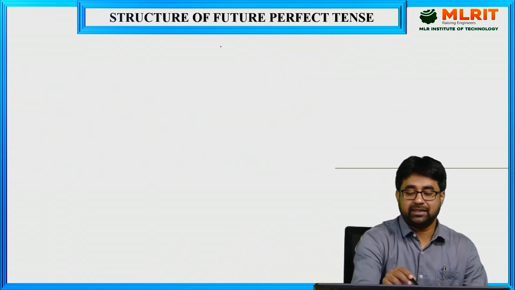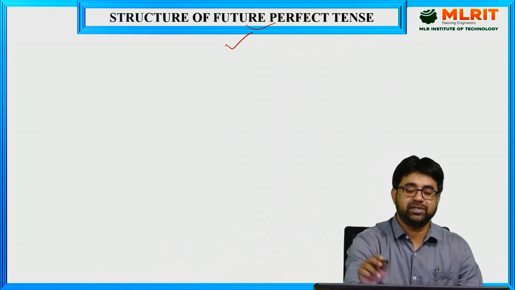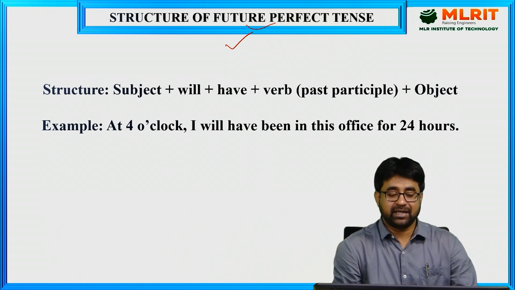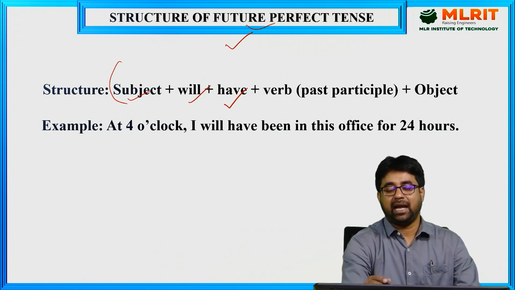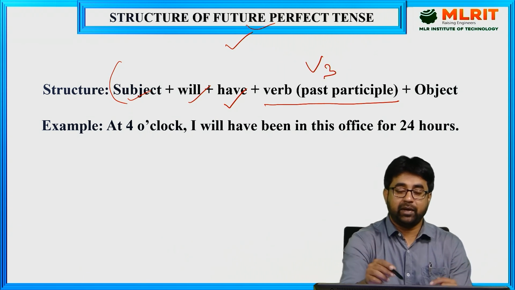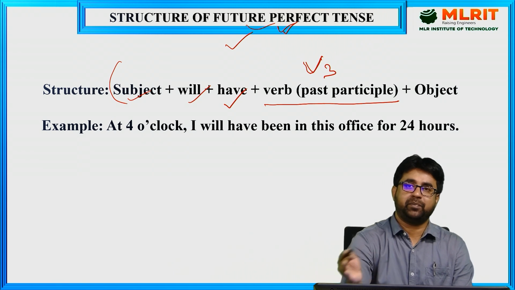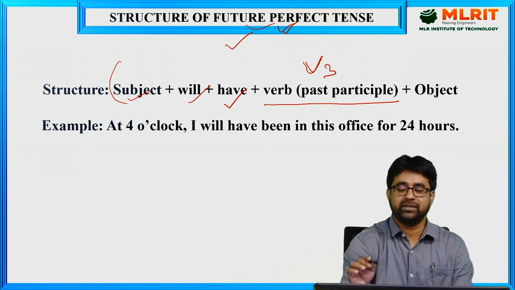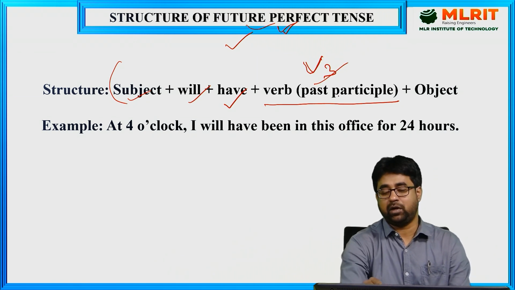Now, let's see the future perfect tense. Now, the third aspect of future tense, that is future perfect tense. What is future perfect tense? First, let's see the structure. Subject plus will plus have, and then verb past participle. What does past participle mean? It's V3. Whenever you see continuous, you can understand that the verb would always be in V4 form. Similarly, in perfect tense, whether it is present perfect, past perfect, or future perfect, in all perfect tenses the verb would be in V3 format, right? It is called past participle.